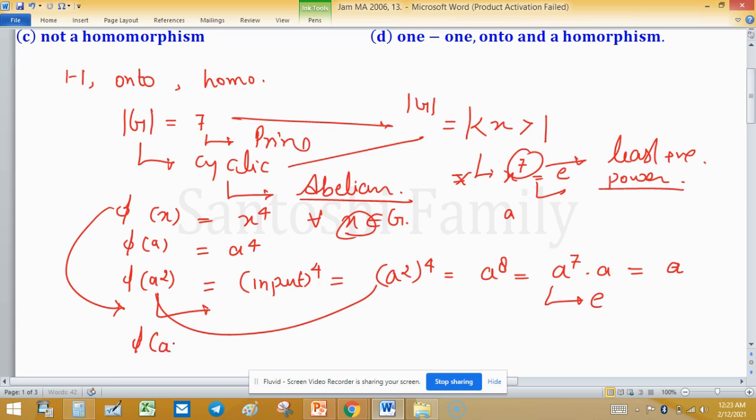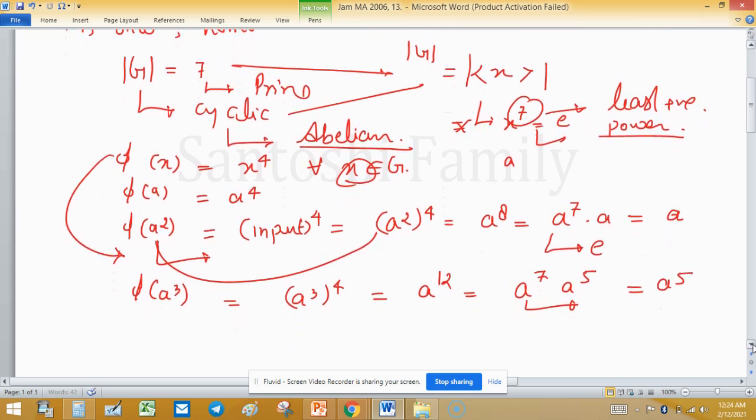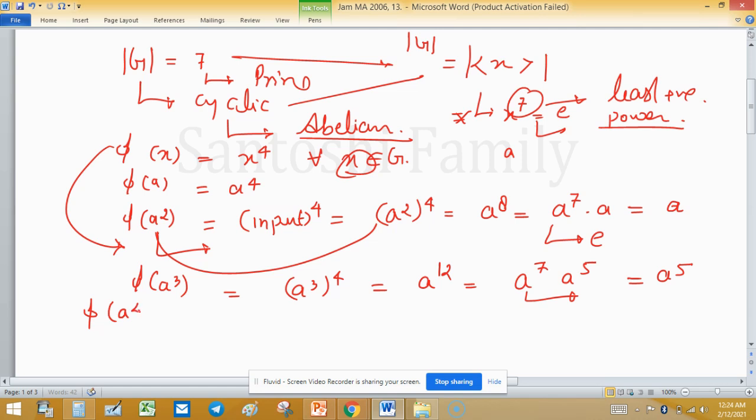Now phi(A cube) will be A cube raised to the power 4, meaning A raised to the power 12, meaning A raised to the power 7 into A raised to the power 5, and this is E, so A raised to the power 5. Phi(A raised to the power 4) will be A raised to the power 4 raised to the power 4, by the defining nature of phi. It will be A raised to the power 16, which can be written as A raised to the power 7 into 2 plus 2, so A square.